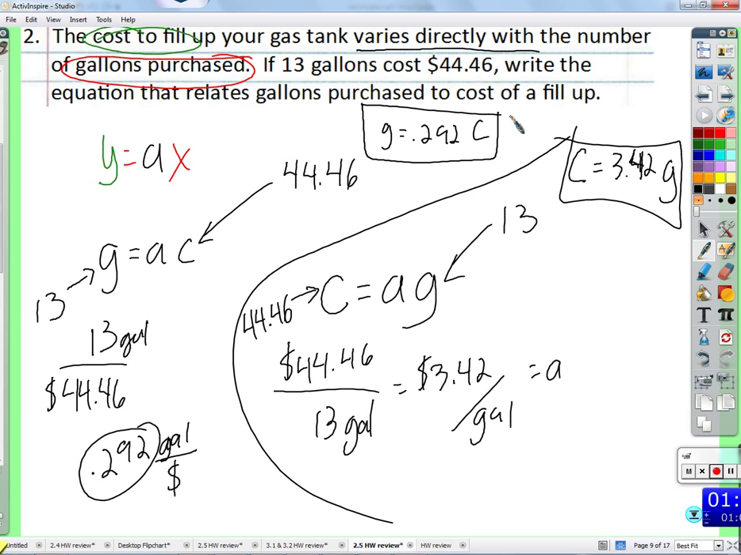So if you wrote, instead of C equals A G, if you actually put in the numbers, like 44.46 equals A times 13, that's still okay? No. We want an equation, like it says, that relates gallons purchased to cost of a fill-up. We want an equation that relates those two things to each other, meaning a way to go from one to the other. If what we have is 44.46 equals A times 13, that's just an equation where A can be solved for. It's not a relationship between the gallons purchased and the cost of fill-up.